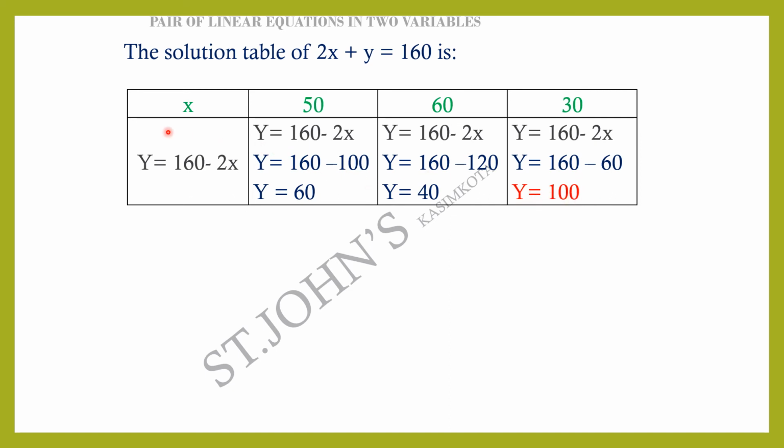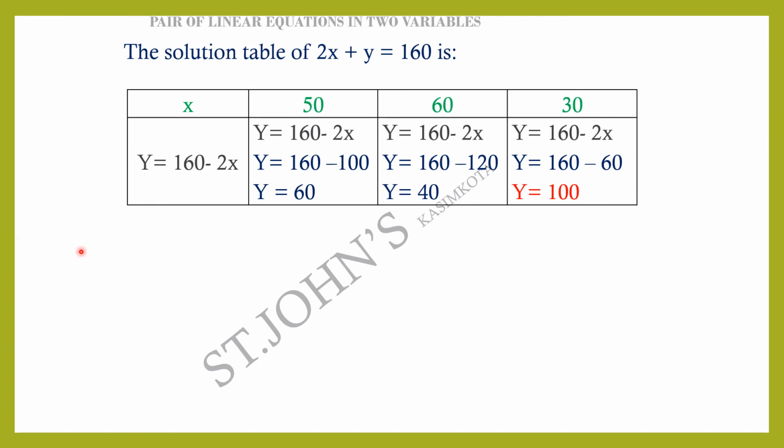So what are the values of x and y? If x equals 50, y is 60. If x equals 60, y is 40. If x equals 30, y is 100. So these three are the ordered pairs for equation 1: (50, 60), (60, 40) and (30, 100).